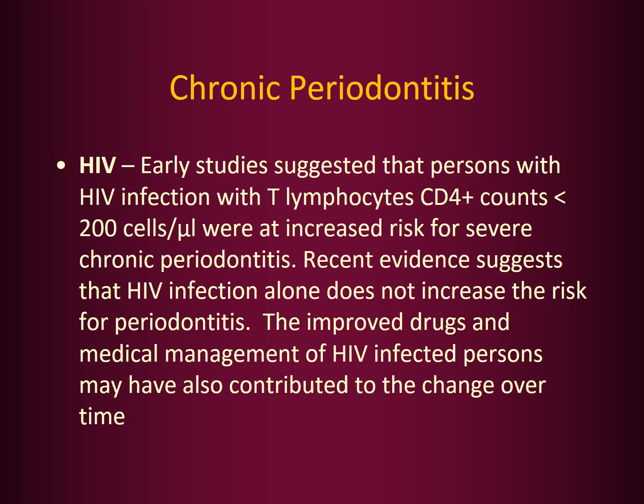I know we talked about periodontitis associated with systemic conditions in the past when we talked about diagnosis. Now, in this case, HIV infection. Some of the very early studies, when HIV was just starting out, correlated T lymphocyte levels with increased severity of risk for periodontal disease, or chronic periodontitis. That was CD4 T lymphocyte counts of less than 200 cells per microliter.